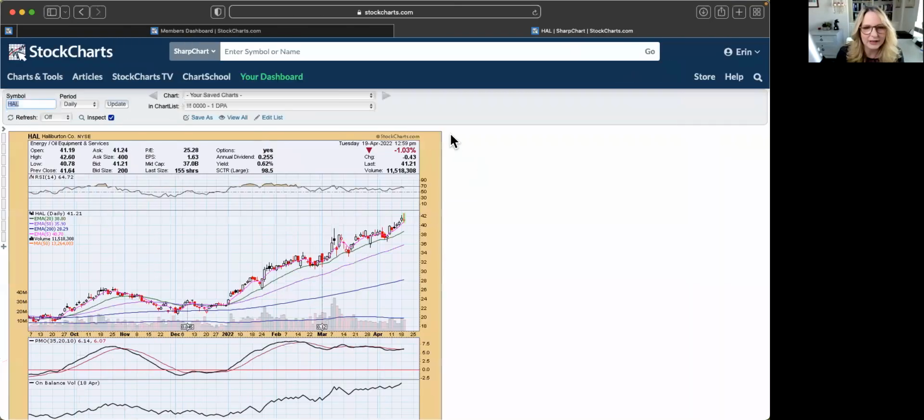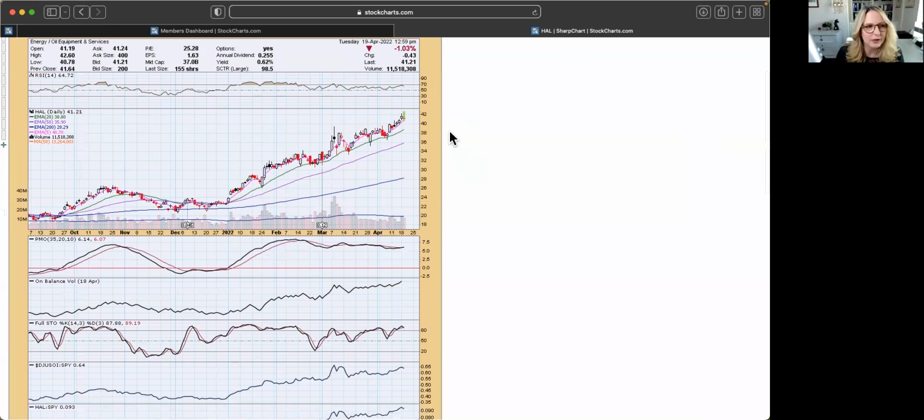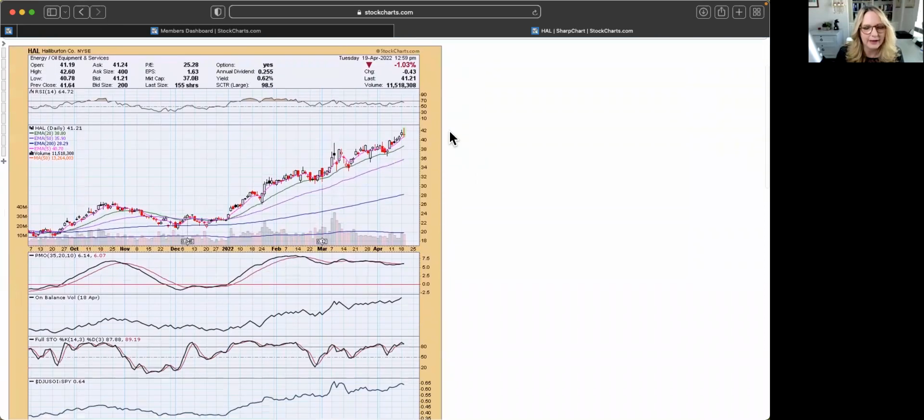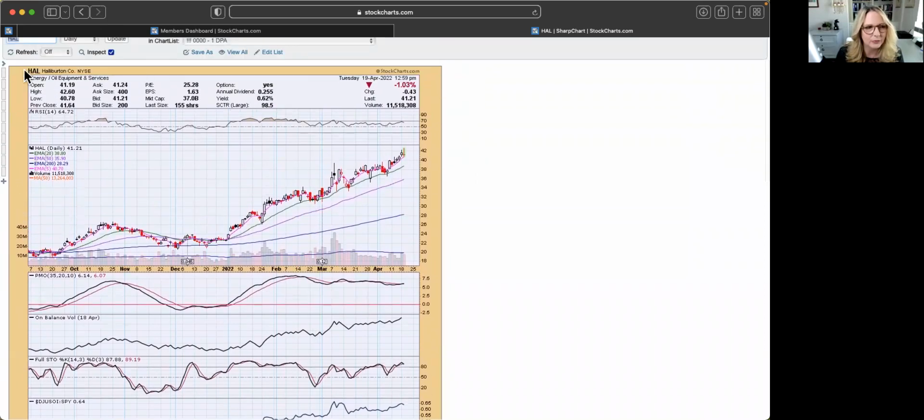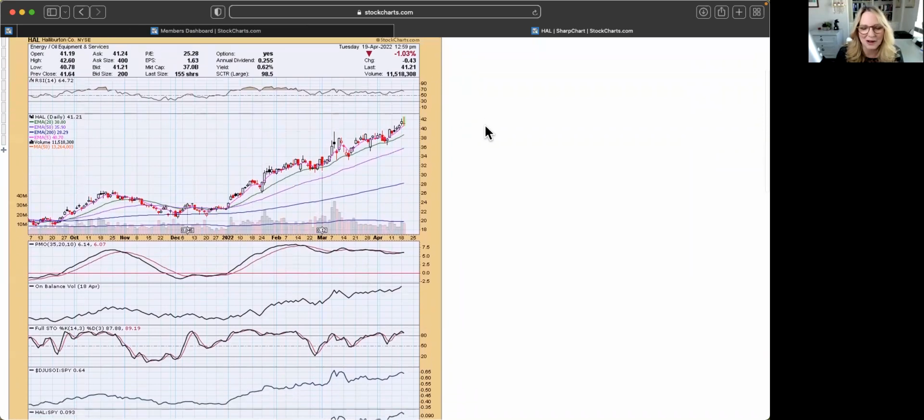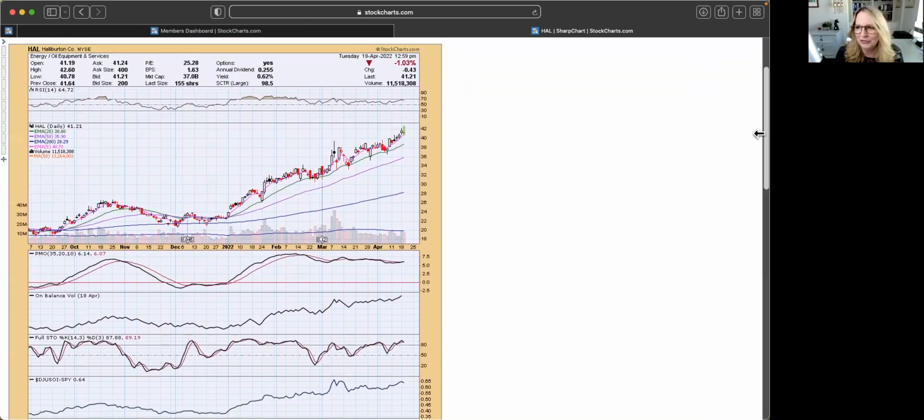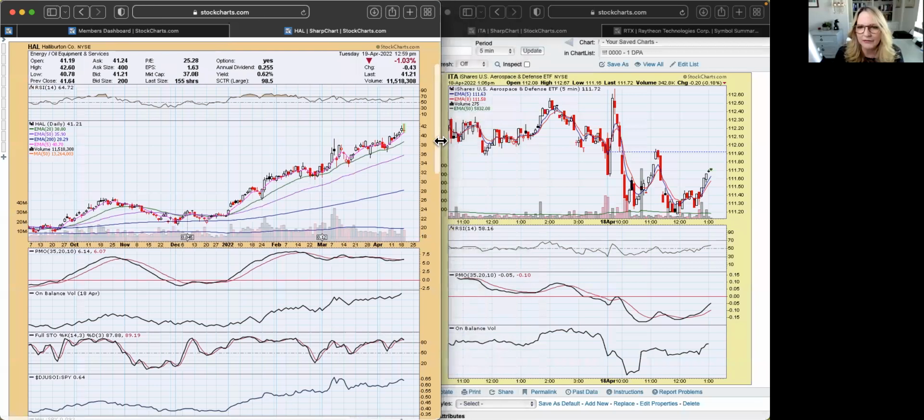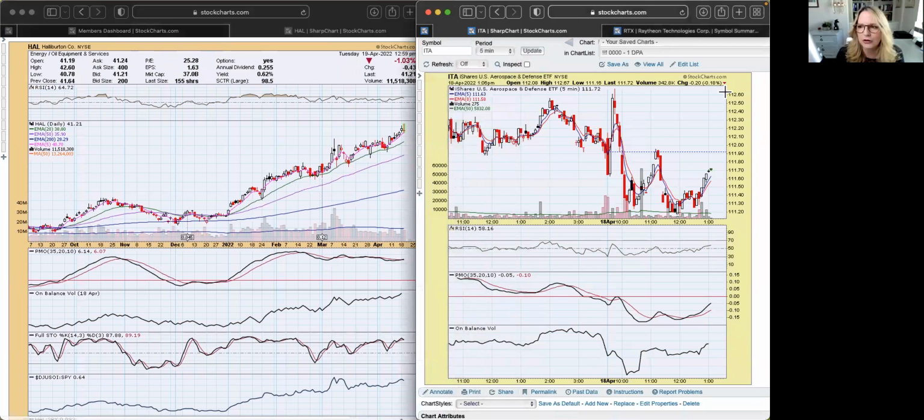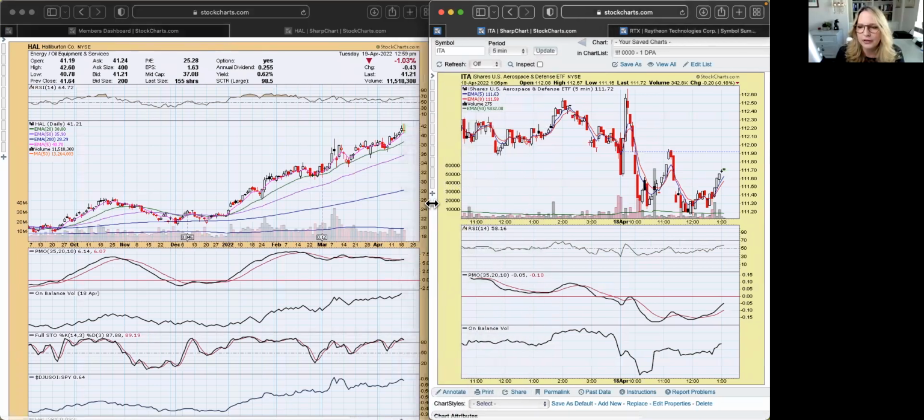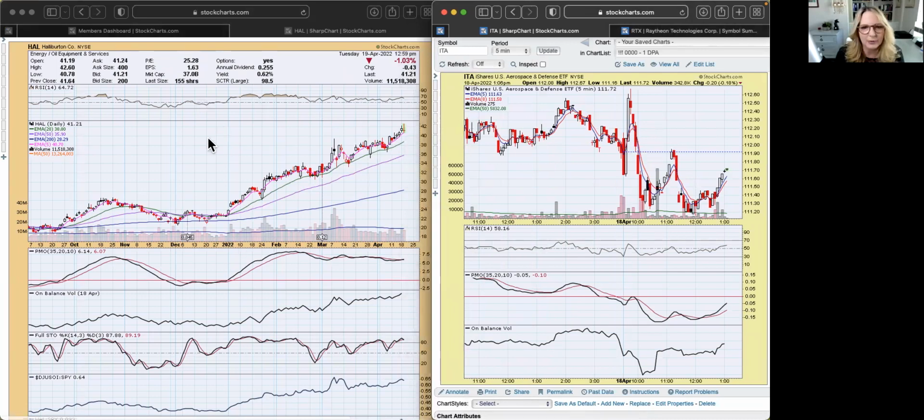So let me get over here. I'm going to put a daily chart on the left. Halliburton was one that got picked in the draft, not by me. And then over here I'm going to have my 5-minute chart. So when I get the symbol, I put it over here on the daily chart, we do our analysis on whether we want to have it, and then we go to the 5-minute chart.